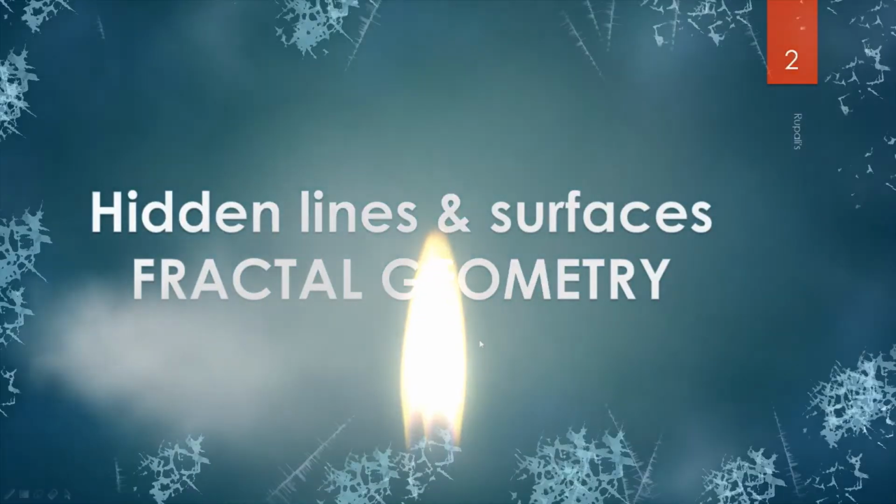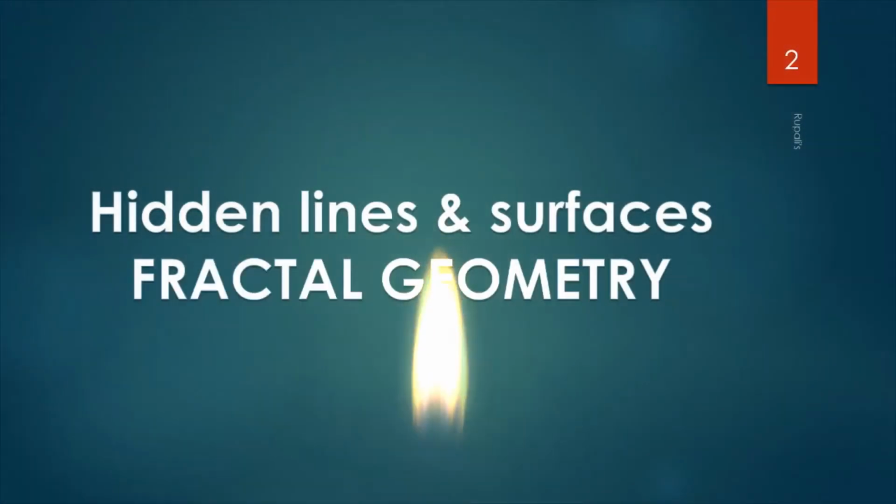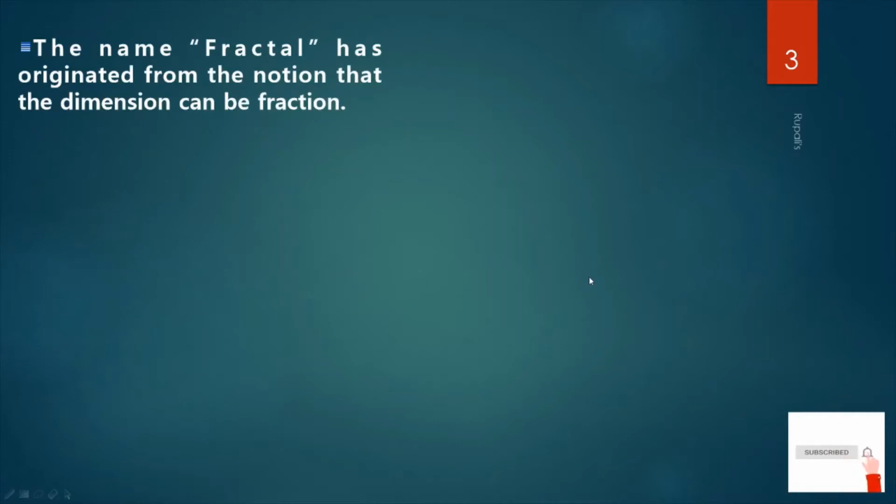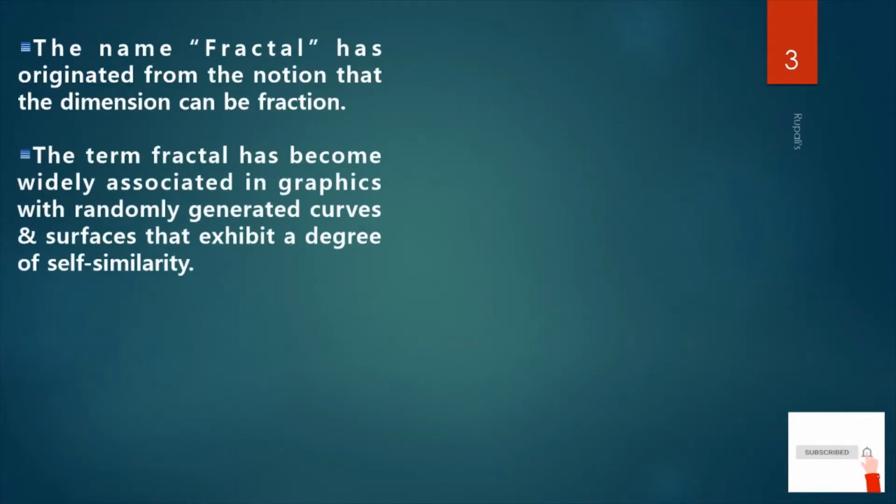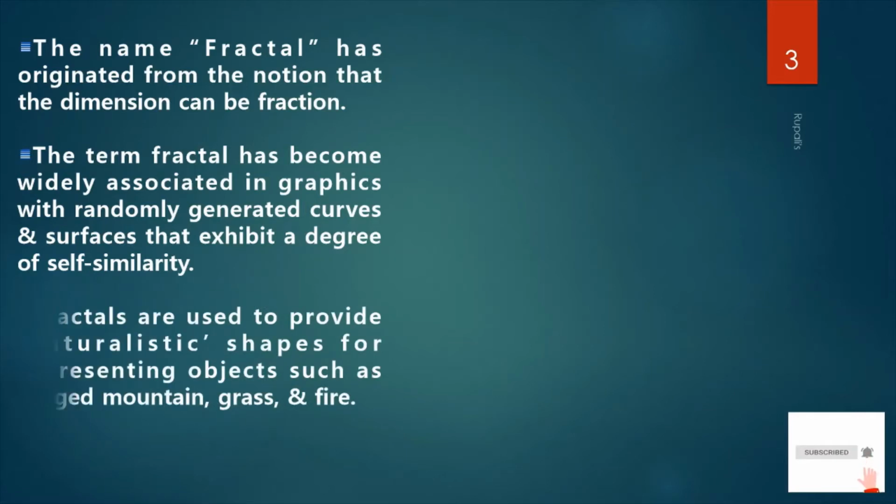So today we will learn another topic from the Hidden Line and Hidden Surface chapter. It is fractal geometry. The term fractal has originated from the notion that the dimension can be a fraction. The term fractal has become widely associated in graphics with randomly generated curves and surfaces that exhibit a degree of self-similarity. So it is randomly generated and the curve has self-similarity.